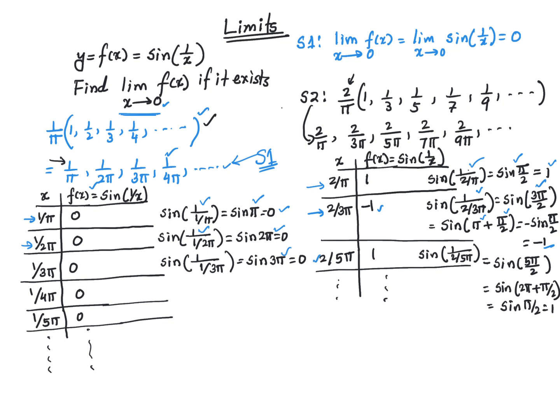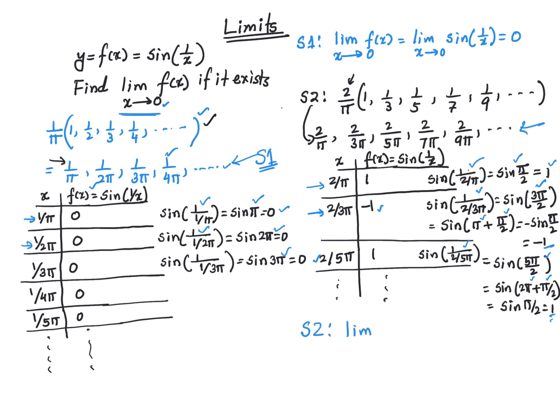And one more example. If you have x equal to 2 over 5 pi, then what happens? Sine of 1 divided by 2 over 5 pi is going to be sine of 5 pi over 2. That is going to be sine of 2 pi plus pi over 2, which is going to put the ultimate angle in the first quadrant. That's going to be sine of pi over 2, that is 1. As you can see, for these values, if I follow this sequence, the sine kind of goes between positive 1 and negative 1.